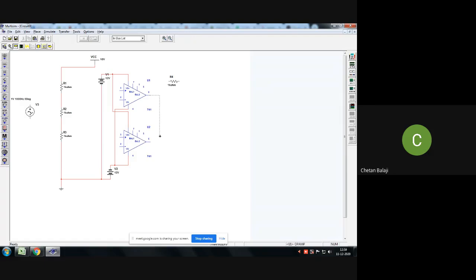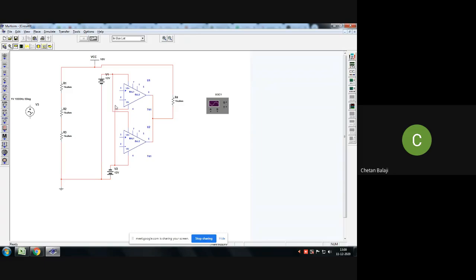Short both the outputs here, and rotate it clockwise. Give this to VCC. The other end will be given to the output. This will be taken across your output. I take one cathode ray oscilloscope, let it be as it is right now.